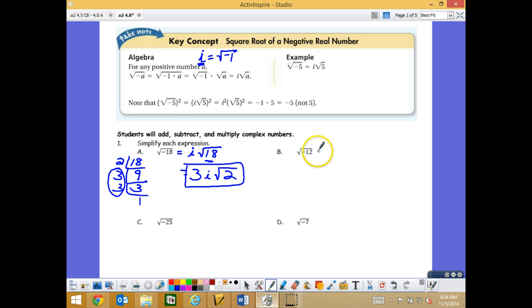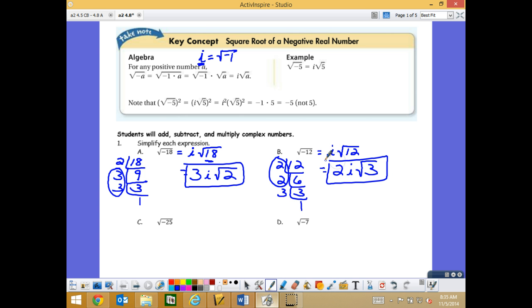With b, taking the square root of -12, again, since it's a square root of a negative number, we bring out that i, and then we can do the upside down division of the 12. And this time we have a pair of 2s, so that goes outside with the i. And square root of 3 left over inside.